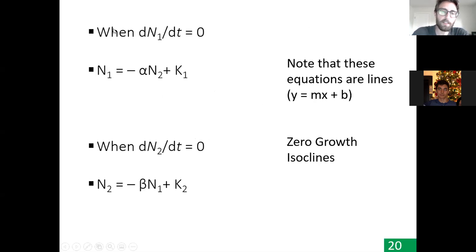Species 1's isocline is N1 equals negative alpha times N2 plus K1. And species 2's isocline is N2 equals negative beta times N1 plus K2. These are called isoclines because they're the range of conditions under which these species are not growing. They have a growth rate of 0. They're neither growing nor shrinking. That's why it's called a zero growth isocline. And what you can see here is that these are equations that take the form of a line, like the line formula y equals mx plus b. You can directly see that structure with these isoclines: y equals some slope times x plus some y-intercept.